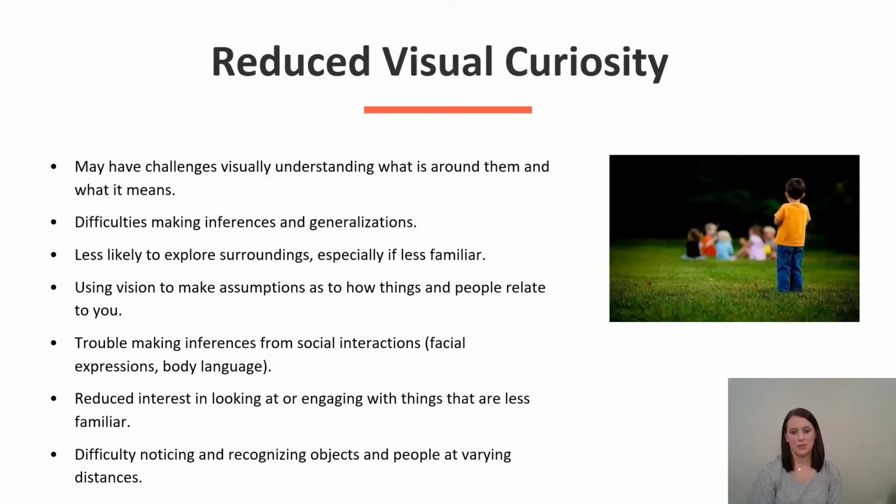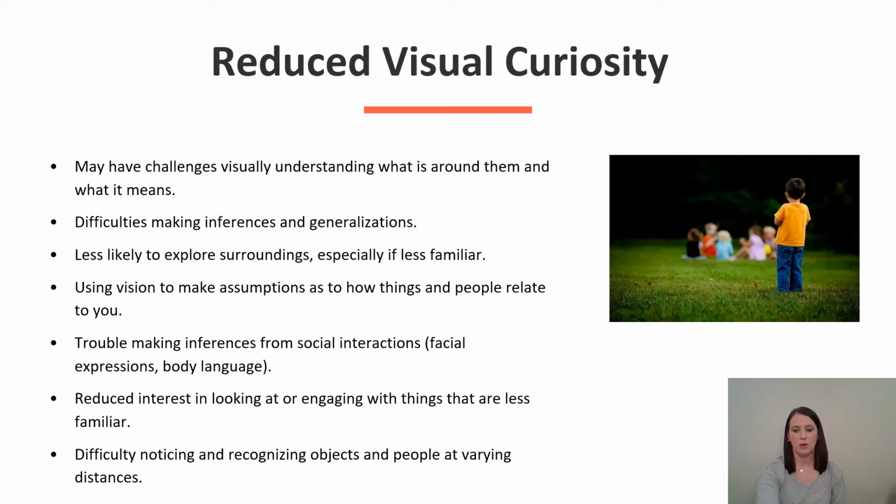When visual curiosity is reduced by CVI, the child may have challenges visually understanding what's around them and what it means. They might have difficulties making inferences and generalizations. They may be less likely to explore surroundings, especially if unfamiliar. They might use vision to make assumptions as to how things and people relate to them. They might have trouble making inferences from social interactions, so facial expressions and body language. Reduced interest in looking at or engaging with things that are less familiar. Or they might have difficulty noticing and recognizing objects and people at varying distances.